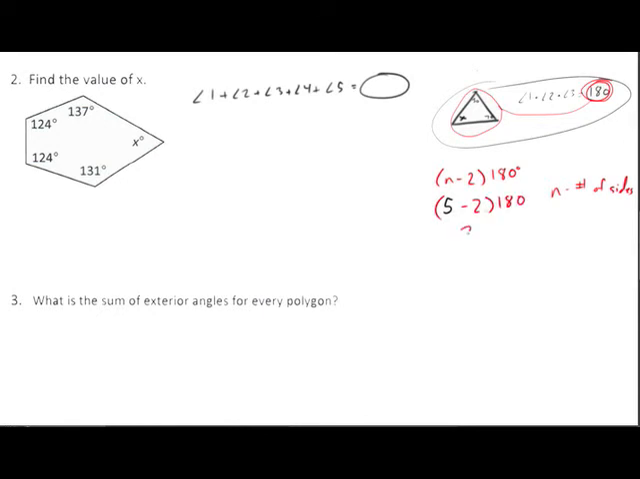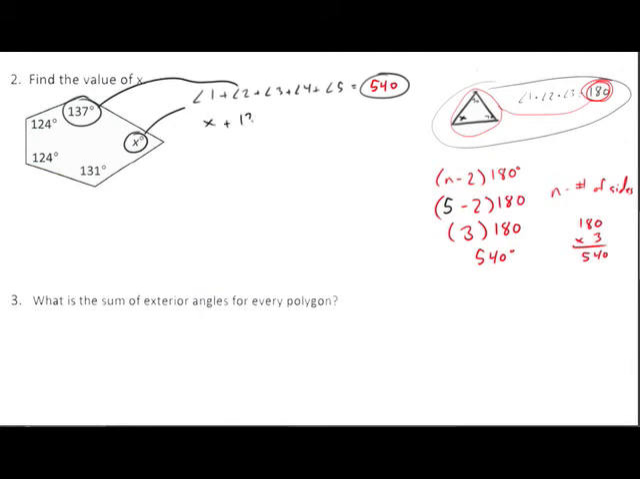5 minus 2 is going to be 3 times 180. 3 times 180 degrees would be 300 plus 240, so 540 degrees. Or you could work it out, and you would get 540. So I'm going to put 540 right here. Now that I know my formula, all I have to do is plug in each one of these. Plug in x, plug in 137, and so on.